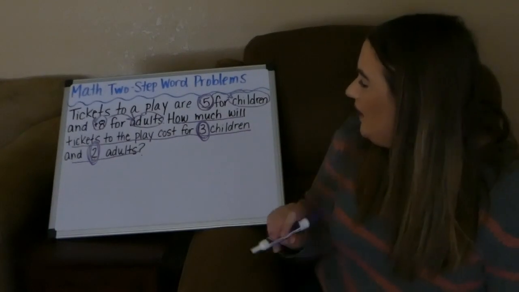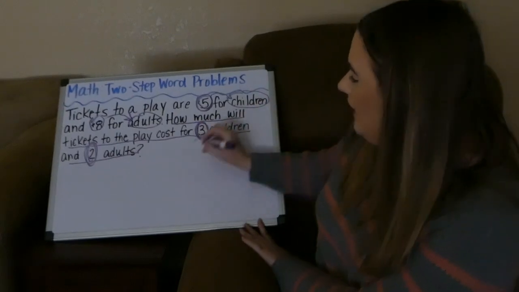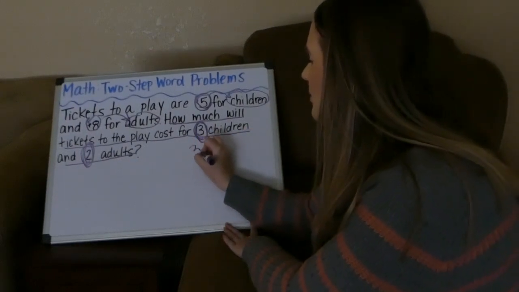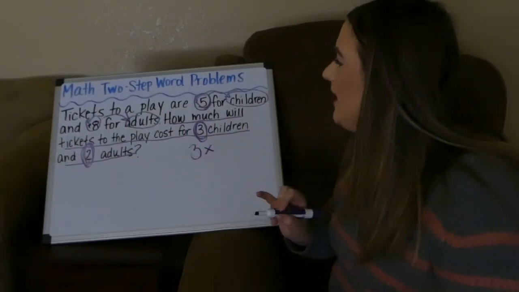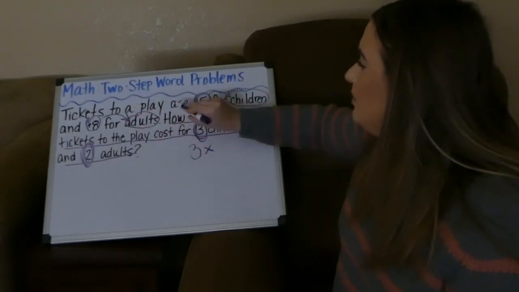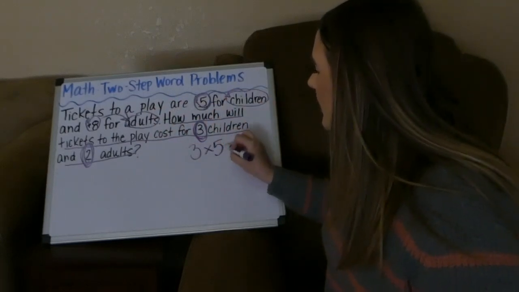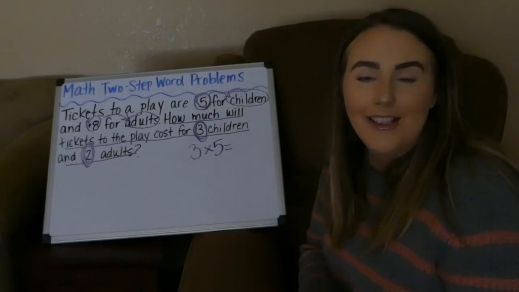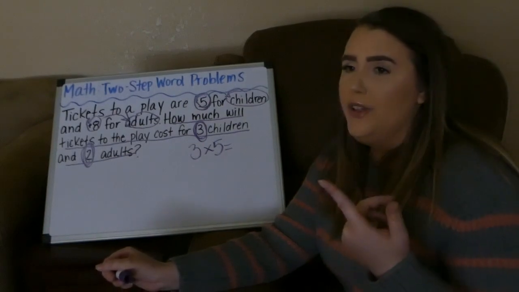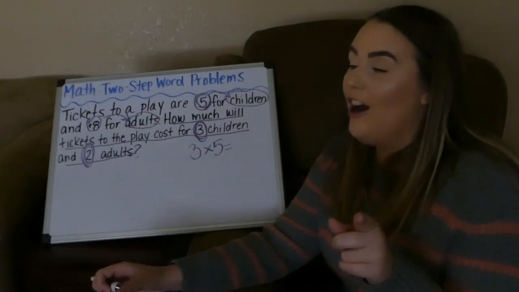So first step, we need to figure out how much tickets will cost for 3 children. My handwriting's about ready to get real wonky, so I'm going to turn on you here. 3 children, and how much is the ticket price for kids? So let's go back. Tickets to a play are $5 for children. So I'm going to multiply here 3 times 5 to figure out how much it costs for kids. Once again, here you could draw equal groups. You could do an array. You could get manipulatives out. You could do whatever it is that's going to help you solve this problem easiest.